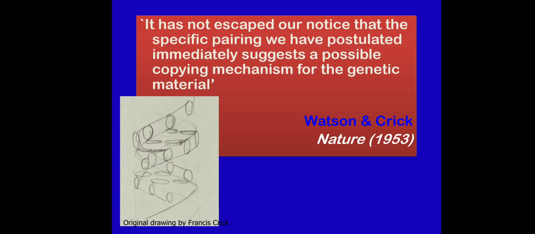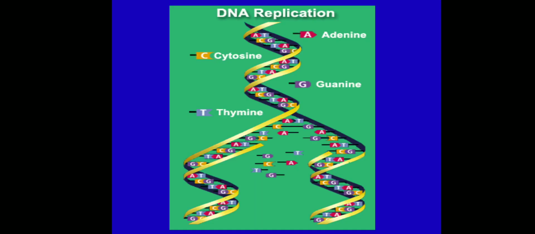It has not escaped our notice that the specific pairing we have postulated immediately suggests a possible copying mechanism for the genetic material. The DNA structure was proposed by Watson and Crick in 1953. They got a Nobel Prize for this. Now, let's move to a more simplified representation of DNA to discuss the details. We can unwind the double helix so that we can see the chemical structure inside.